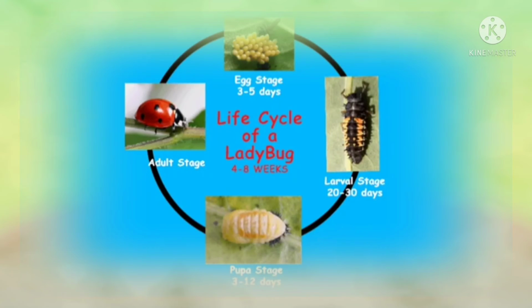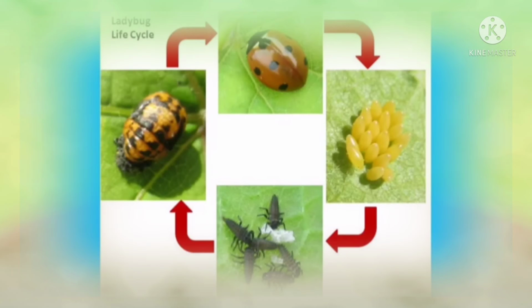And finally, the grown adult. The adult ladybug emerges from the pupa. The adult can fly and reproduce, and that commences the life cycle of a ladybug. To recapitulate the 4 stages, you have to remember the eggs, larva, pupa, and adult.